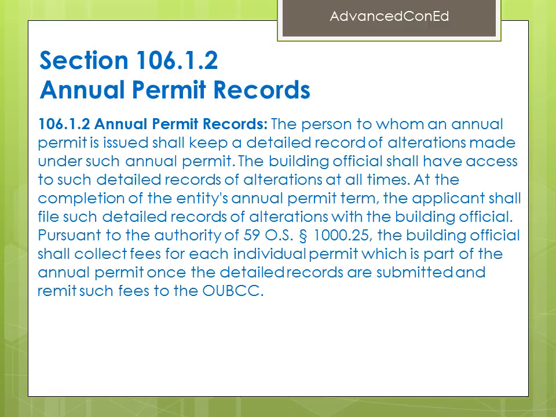Section 106.1.2 Annual Permit Records. The person to whom an annual permit is issued shall keep a detailed record of alterations made under such annual permit. The building official shall have access to such detailed records of alterations at all times. At the completion of the entity's annual permit term, the applicant shall file such detailed records of alterations with the building official. Pursuant to the authority of 59 Oklahoma Statute, Section 1000.25, the building official shall collect fees for each individual permit which is part of the annual permit once the detailed records are submitted, and remit such fees to the OUBCC.